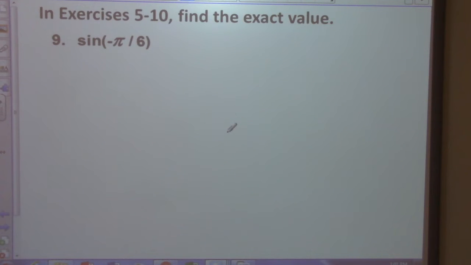Okay, sine of negative pi over 6 is? Negative square root of... I thought it's 4/2. It'll be negative 1/2. Yeah, it'll be negative 1/2. And let's talk about why that is the case.